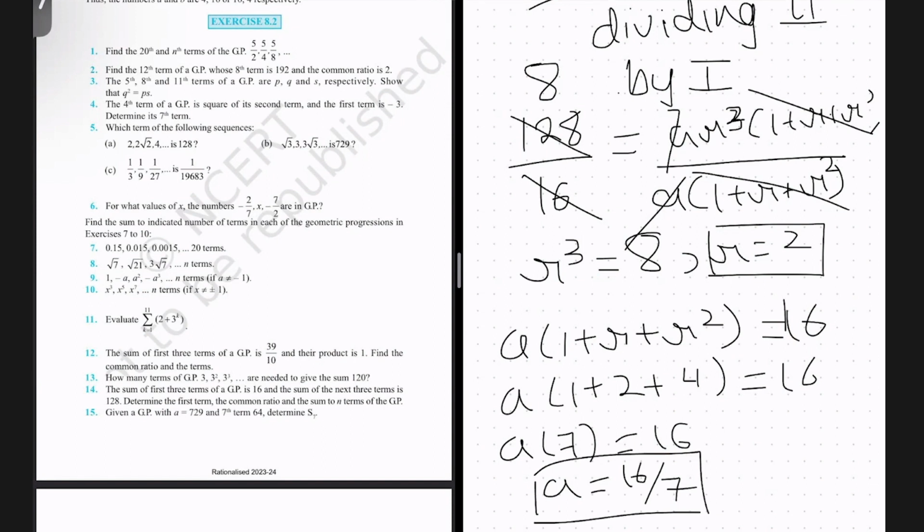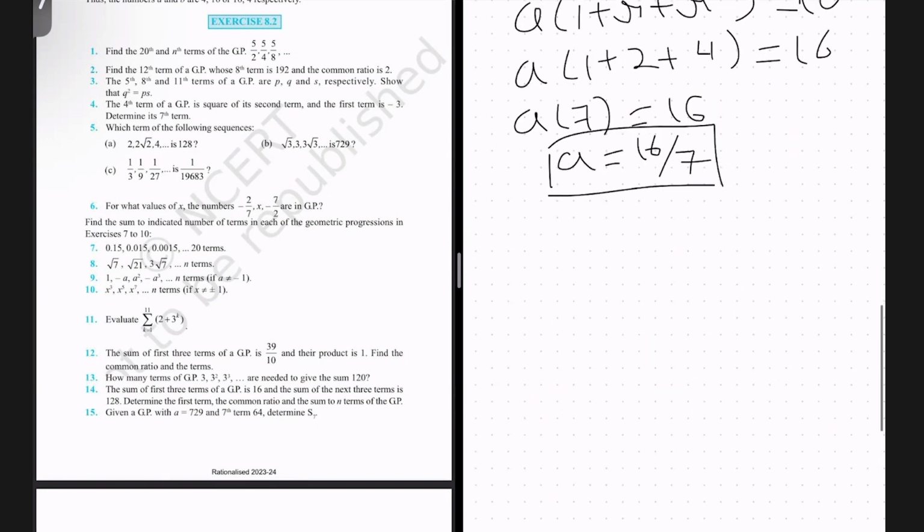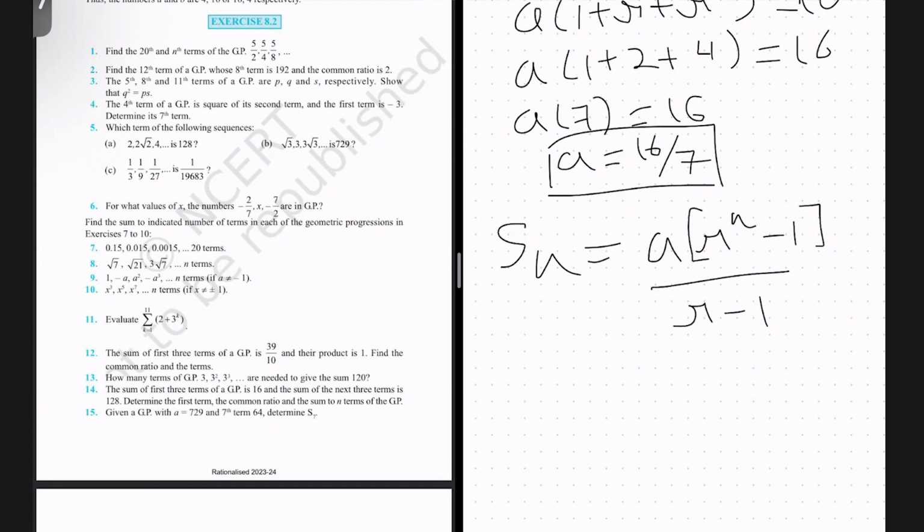So the first term has been found out, the common ratio has been found out, and we now need to find out the sum of the GP up until the next n terms, and that is what we are going to do. So Sn would consecutively be equal to a(rⁿ - 1) upon r - 1.